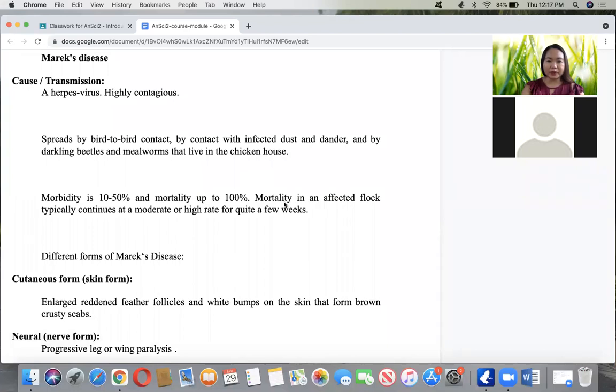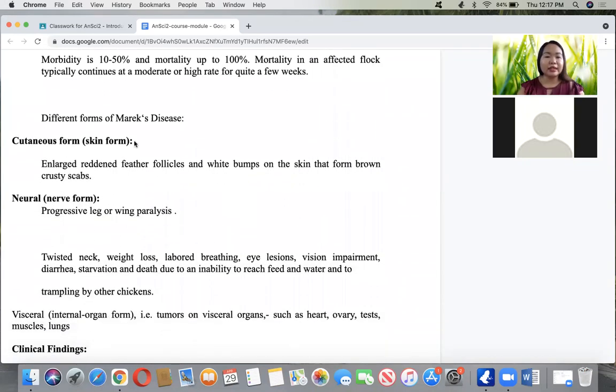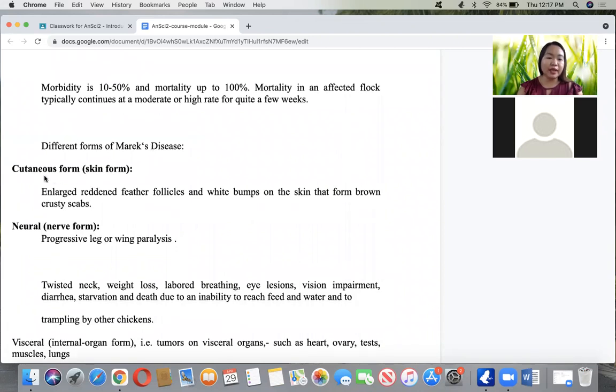Ano siya, contagious. And it can affect a flock, typically continuing at a moderate to high rate in just a few weeks. So there are different forms of Marek's disease. We have the cutaneous form or nasa skin lang siya. So enlarged red feather follicles and white bands on the skin na merong brown crusty scabs.